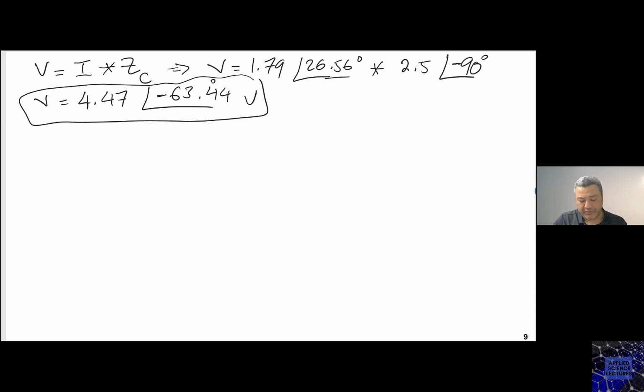If I want to go now to the time domain, small letter v(t) equals 4.47 cosine(4t minus 63.44 degrees). This is volts. Okay.